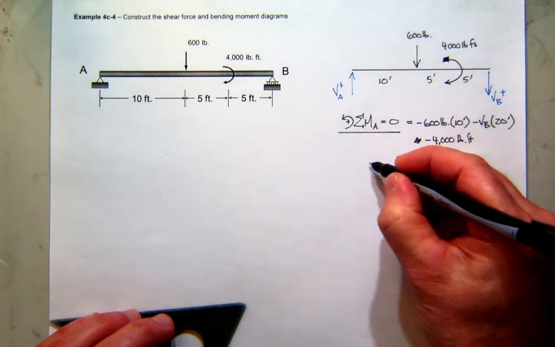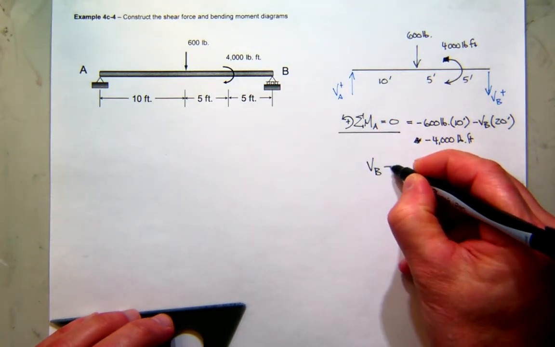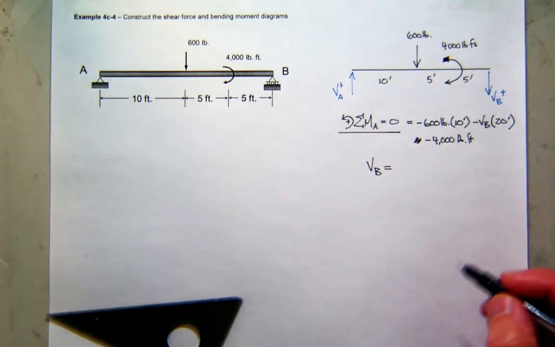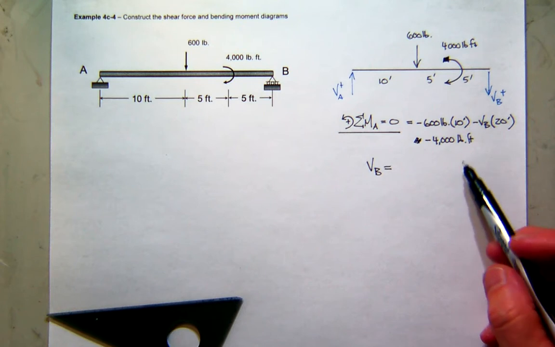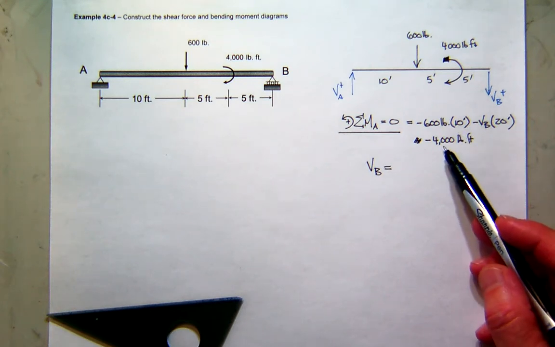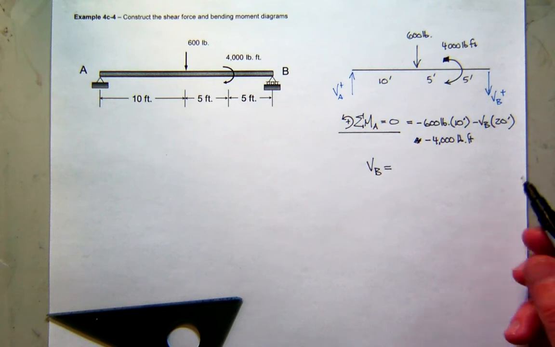So from that, I should be able to solve for the shear at B. 6,000, 10,000, 500? Yeah. Negative, right.